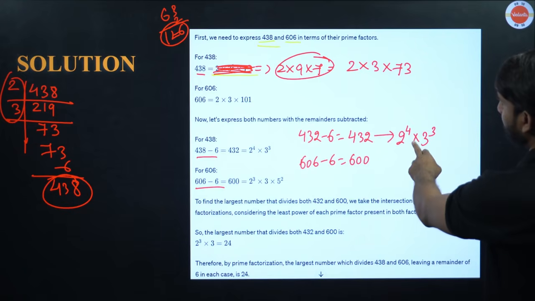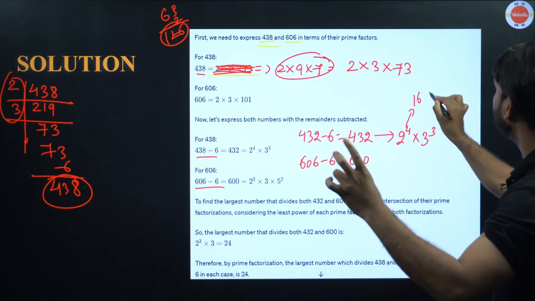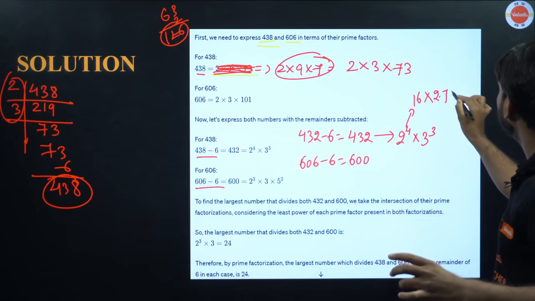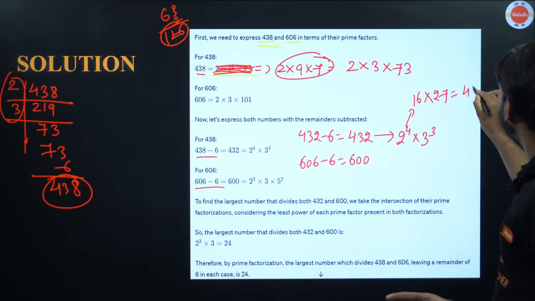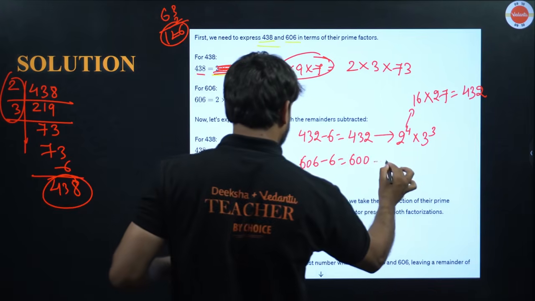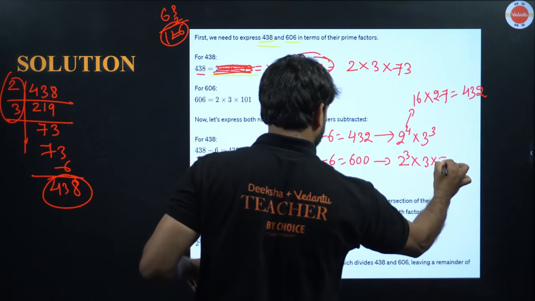Why? 2 to the power 4 means 2, 4, 8, 16. This is 16. And 3 to power 3 is 3, 9, 27. This is 27. And when you multiply 16 into 27, you get 432. And similarly, 600 can be written in prime factorization as 2 to power 3 into 3 into 5 to power 2. Check it once.